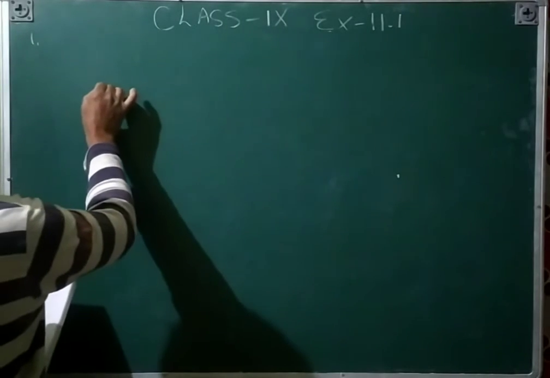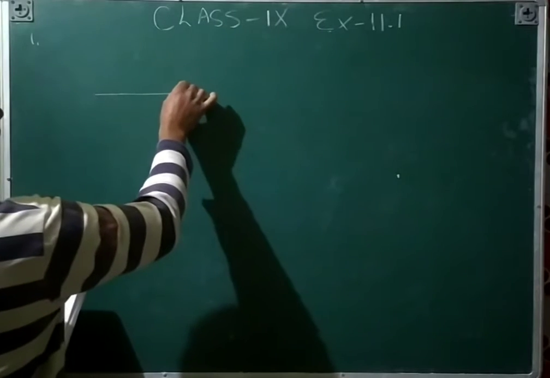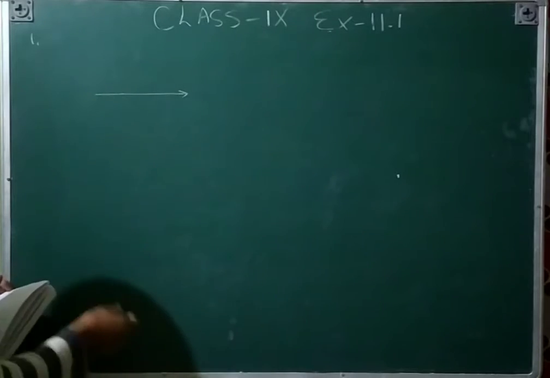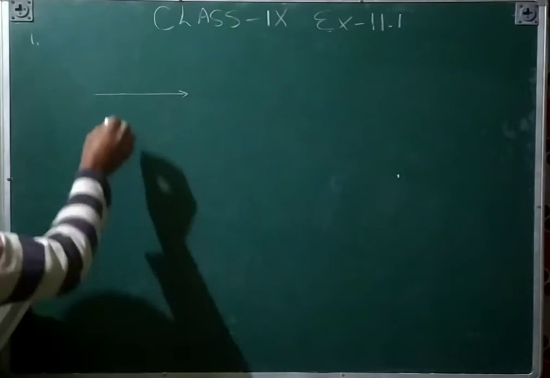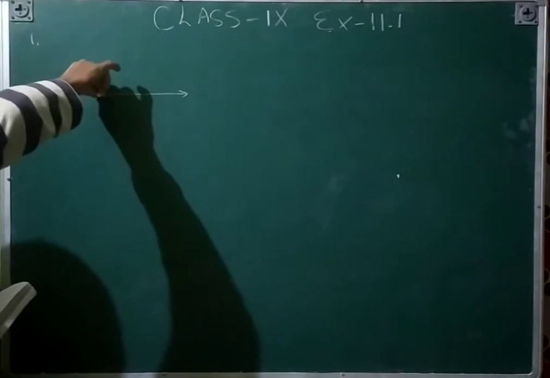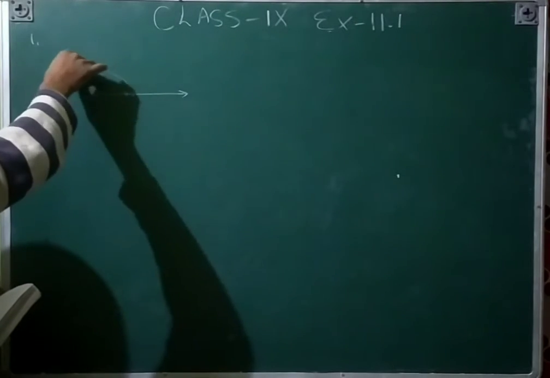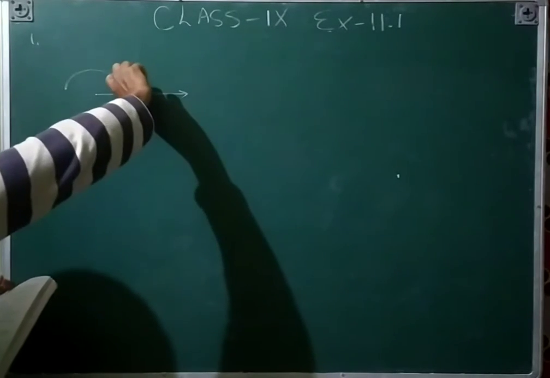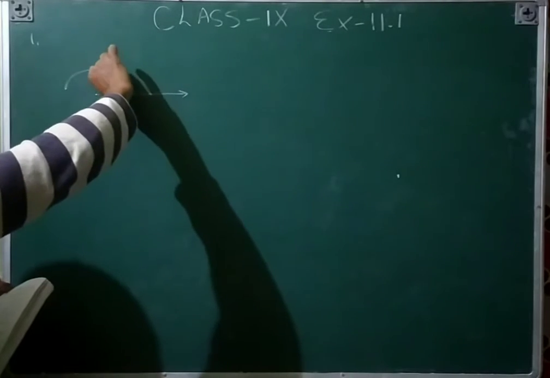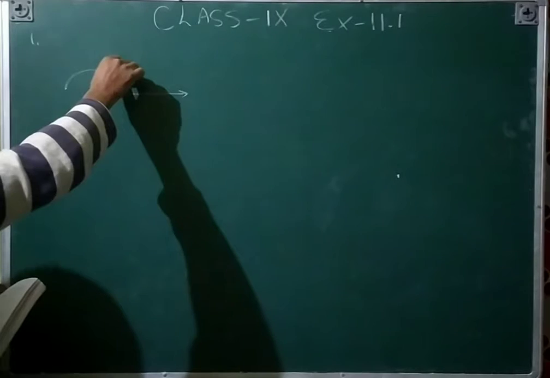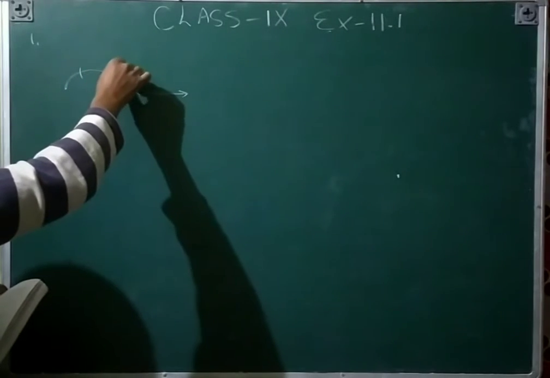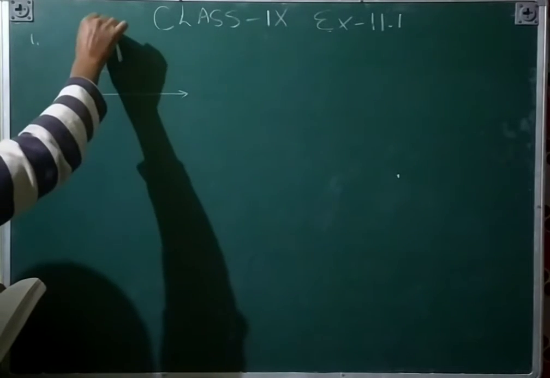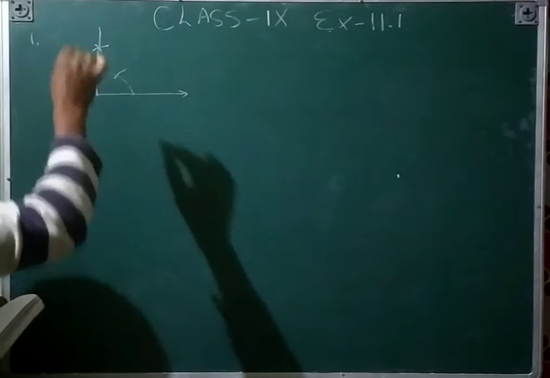First of all, you draw a line or a ray, and then take a distance in your compass, approximately 1 or 2 centimeters, and from this point make an arc. With the same distance, from here make another arc. Then from here, with the same distance, make an arc, and from here also make an arc with the same distance. That is a 90 degree angle.